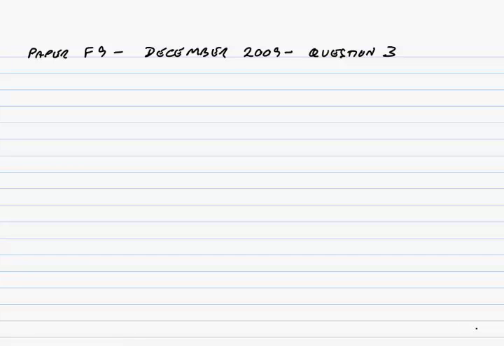We're going to go through question 3 of the December 2009 paper F9 exam. So make sure you've got the question in front of you, and as always, look first of all at the requirements. Part A, calculate the theoretical ex-rights price per share after the rights issue, 4 marks. We haven't read the body of the question yet, but in principle that should be pretty straightforward, and it's purely calculation.